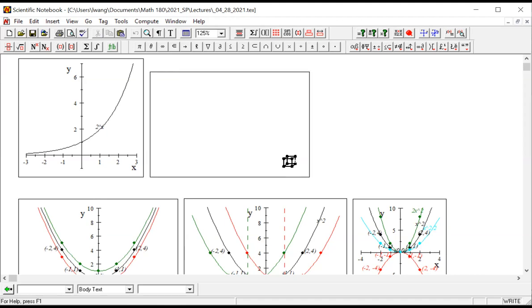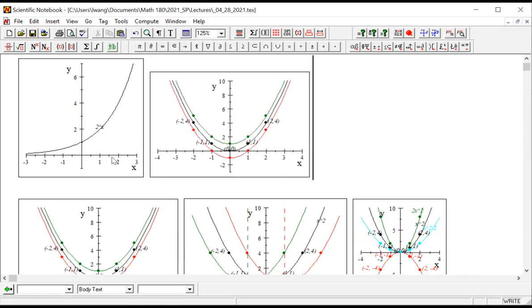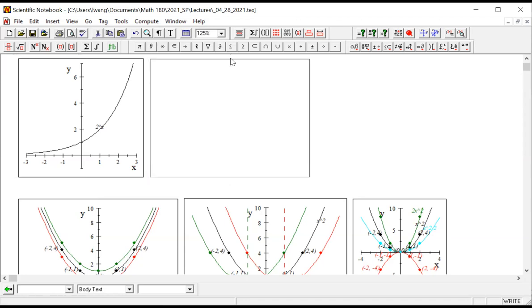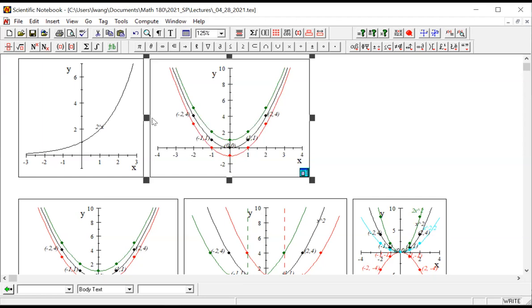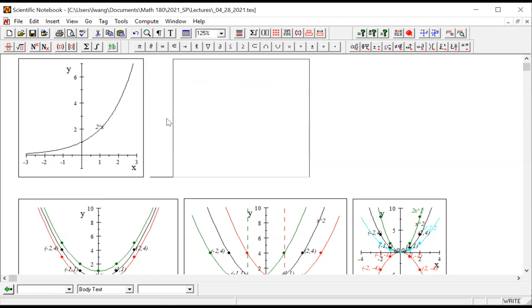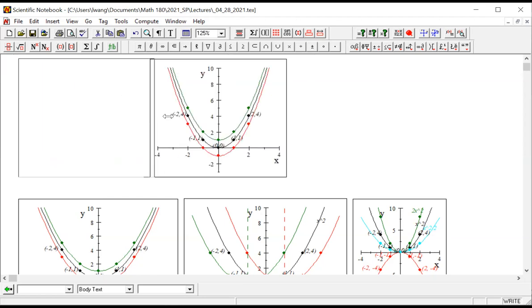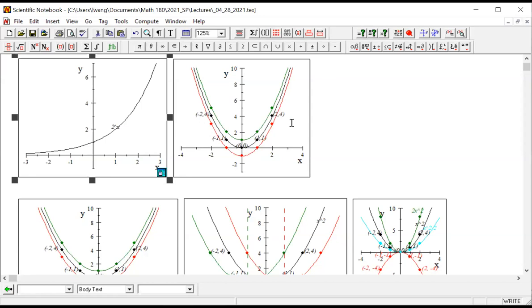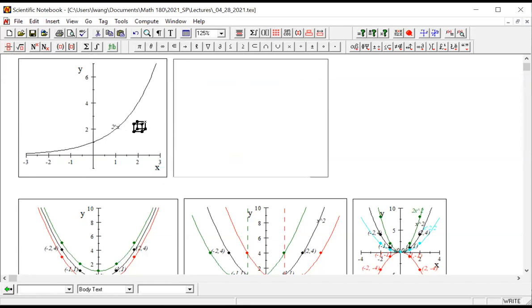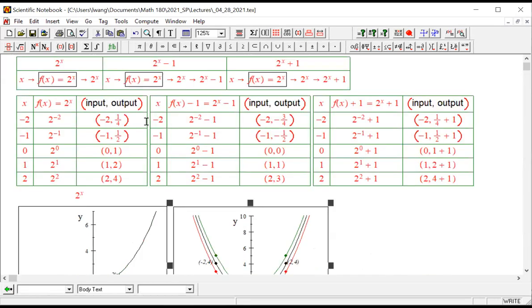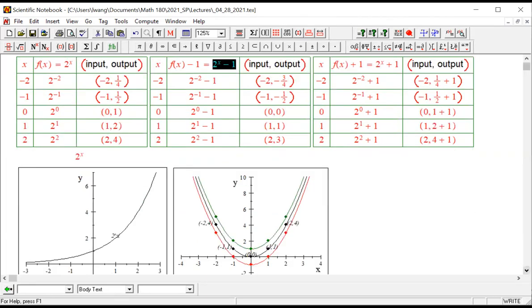So we're going to graph all three pictures, just like quadratic. We're going to see these shifting. So let's just do it. I don't know if you guys did it after class. So 2 to the power x minus 1.